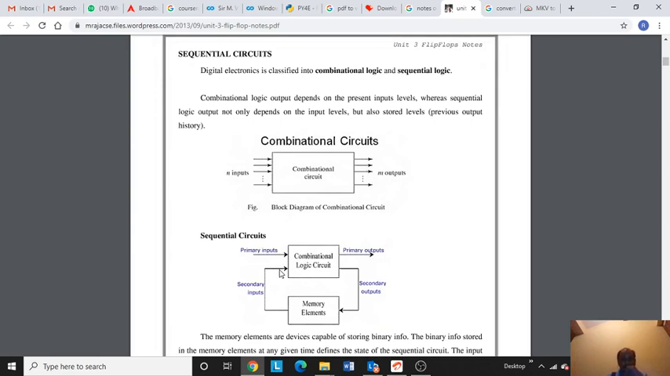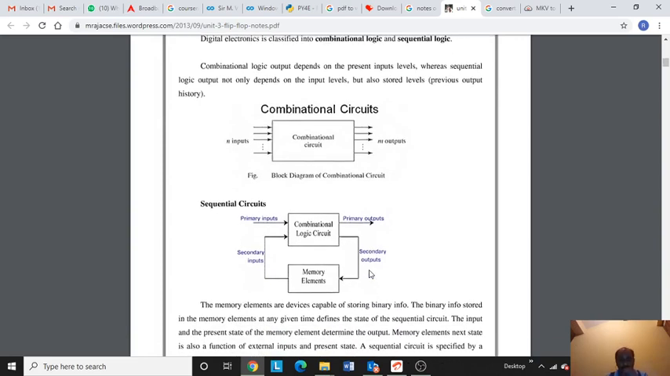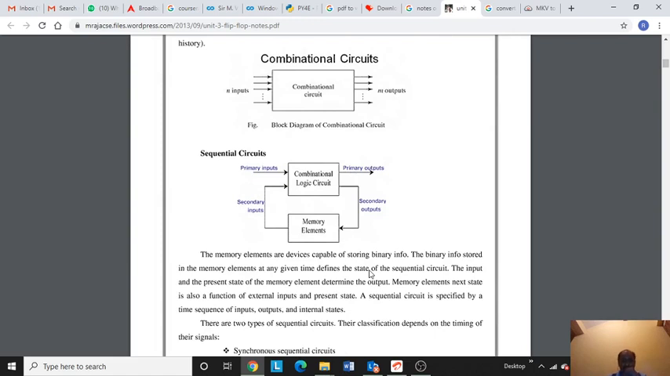Where is the secondary input coming from? The secondary input is coming from the memory element. What has this memory element stored? It has stored the previous output of the combinational logic circuit itself. So that previous output is fed as the input for the combinational logic circuit, that is the secondary input, right? Now this is what we call a sequential circuit. The input and the present state of the memory element determine the output in this case.